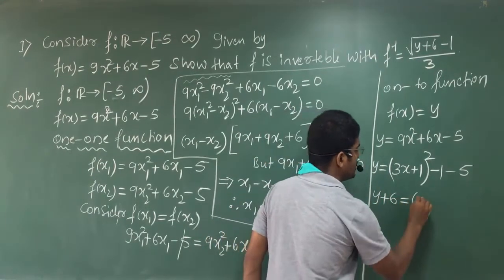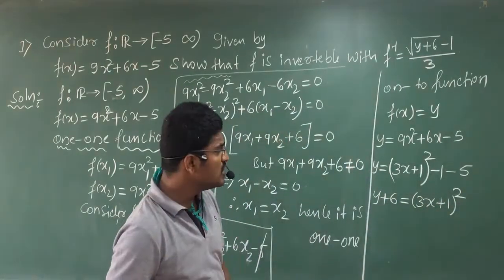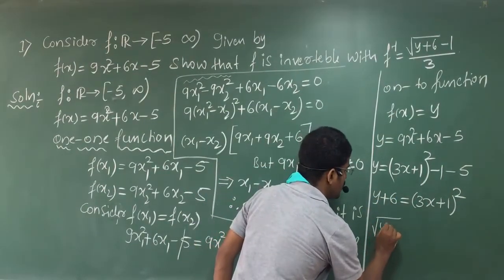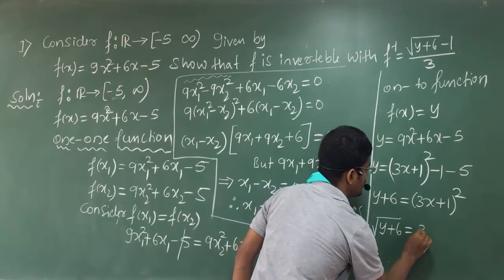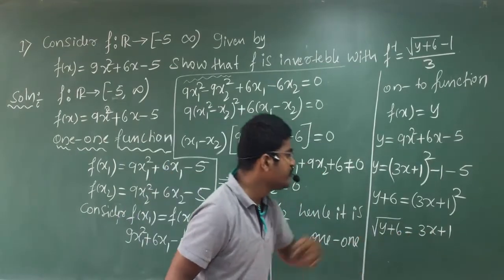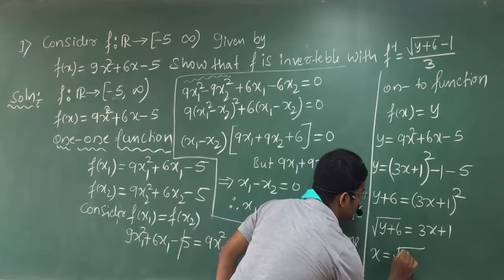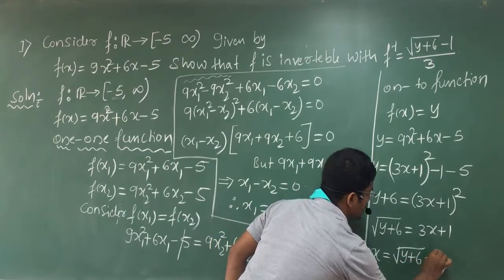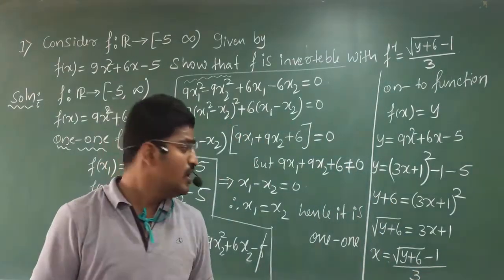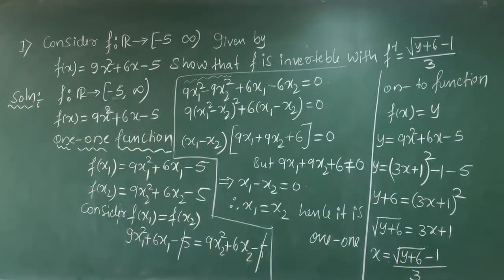It is going to be equal to (3x plus 1) whole square. You apply square root on both sides, so it will be square root of y plus 6 equal to 3x plus 1. Clear? So now if you simplify this, you are going to have x equal to (root of y plus 6 minus 1) divided by 3. Clear?